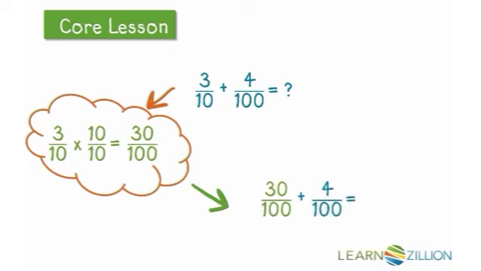So when we do that, we can now add the two fractions together, because they have the same common denominators, and we're adding from the same whole. And our answer would be 34/100.